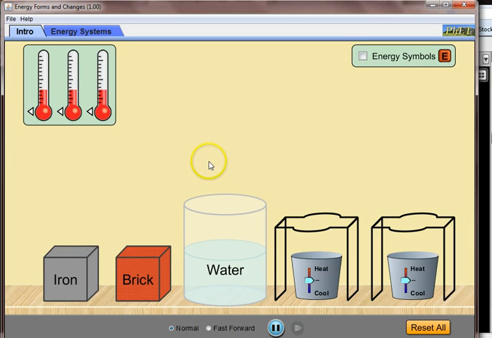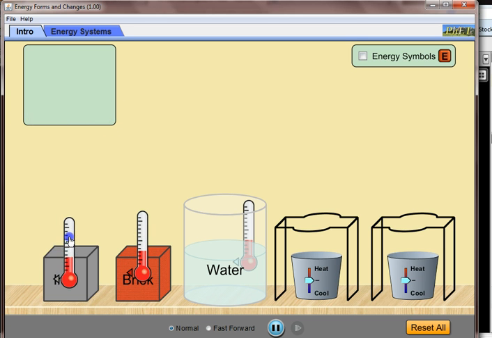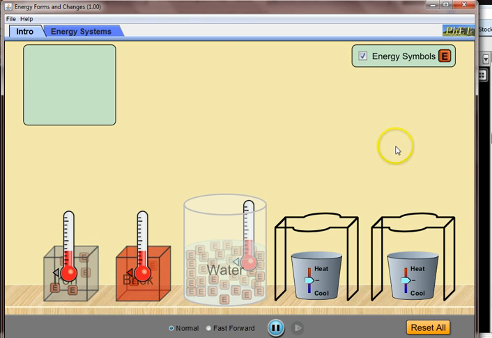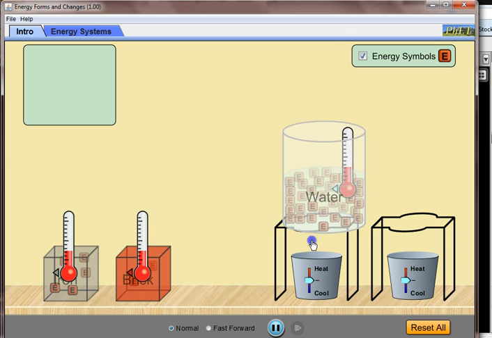All right, so now we place one thermometer in the water. Place one thermometer in the brick, and place one thermometer on the sand. We make sure that the energy symbols are turned on. Now we place the water on the stand.